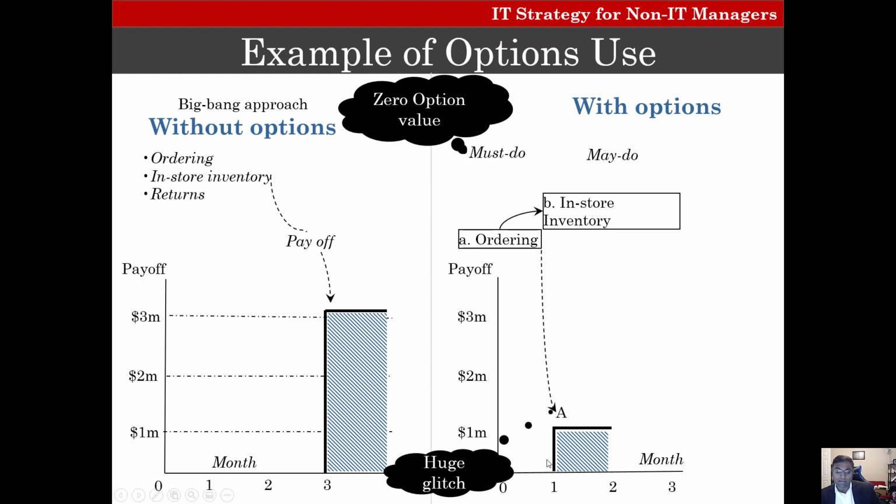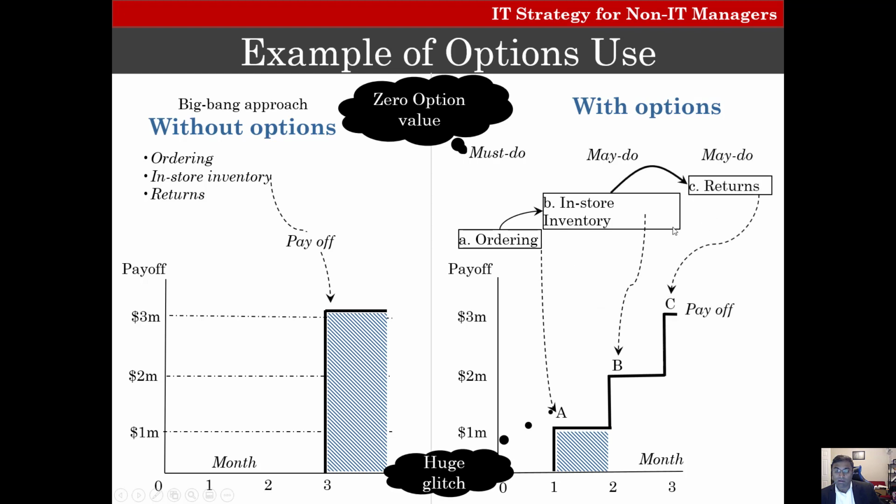when ordering is completed, maybe the app generates $1 million payoff automatically, all right? And that's an example. And the next 2 stages are may do's, in-store inventory and returns, and then you can kind of see if there's a payoff, or if there's a huge glitch which is insurmountable, you can kill the project right there, and the firm will still be able to show first $1 million in benefits. And so this is an example of options use.